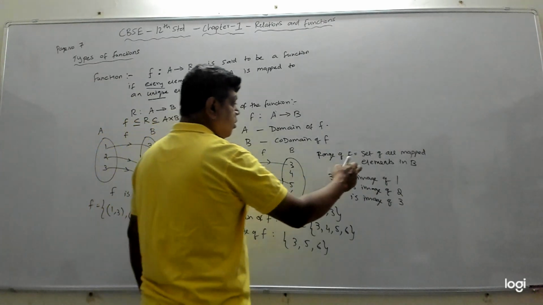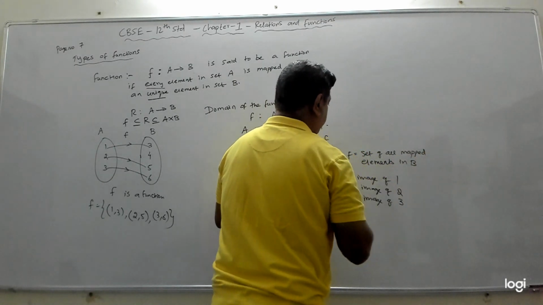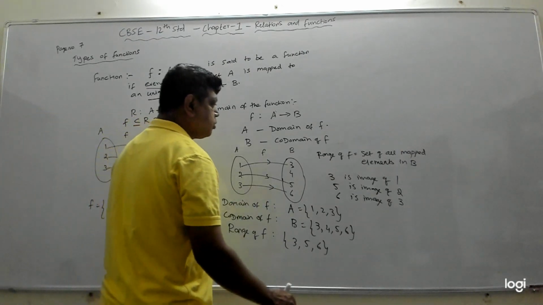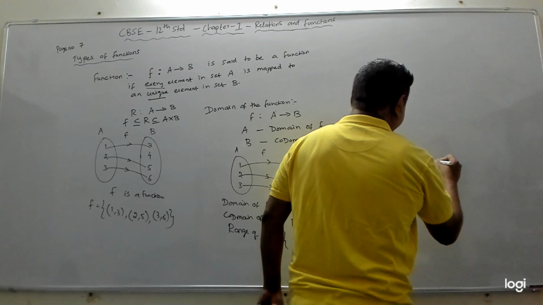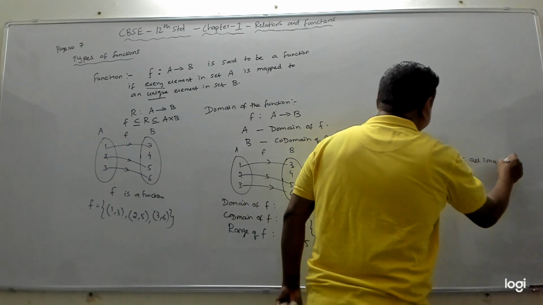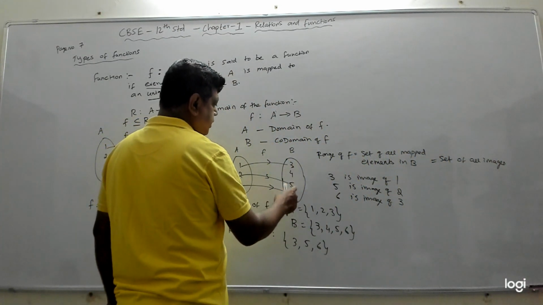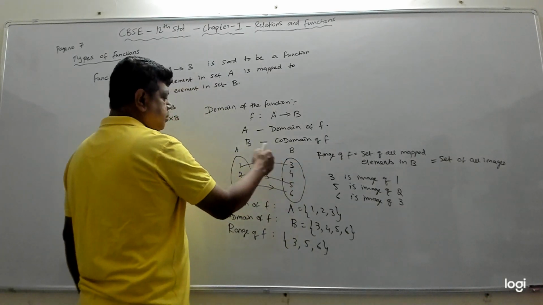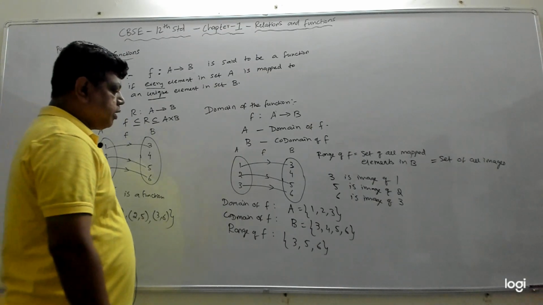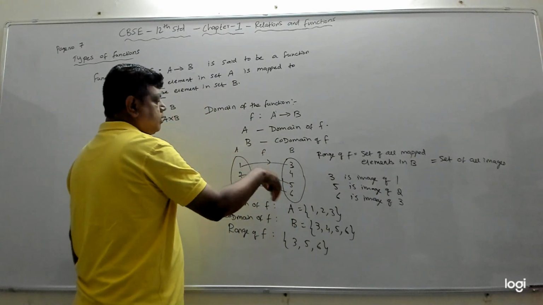Right? Range is the set of all mapped elements, or we can say the set of all images, or the set of all mapped elements in B. Range is also called the set of all images. So your range is 3, 5 and 6 because these are images. 3 is the image of 1, 5 is the image of 2, 6 is the image of 3. So range is these elements where you have a mapping.